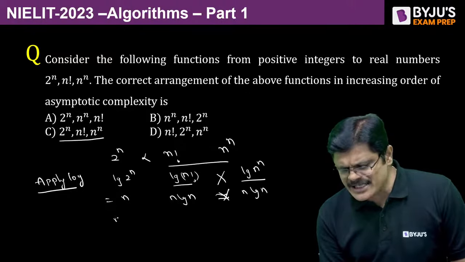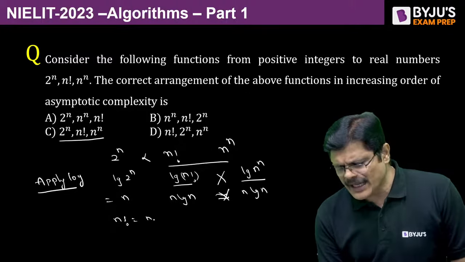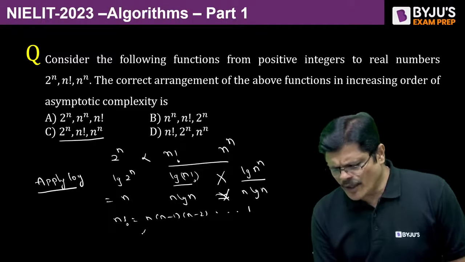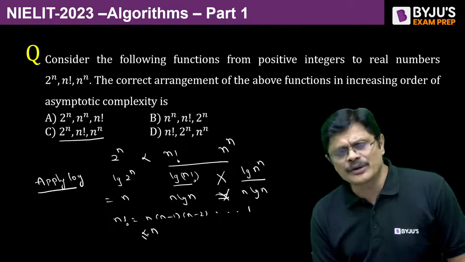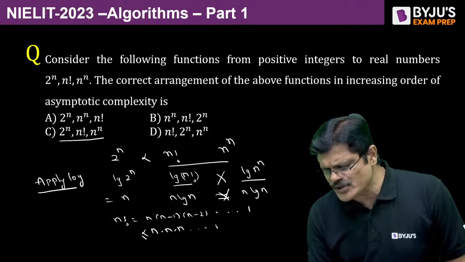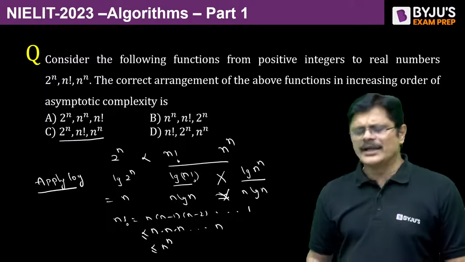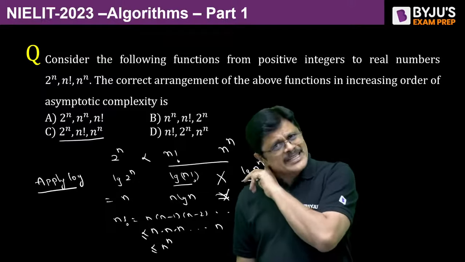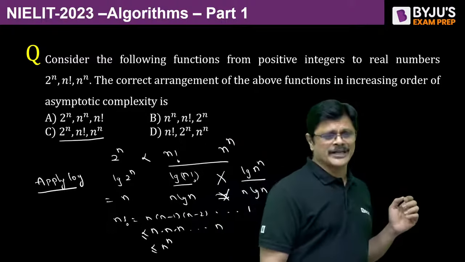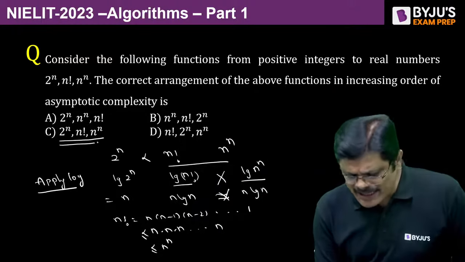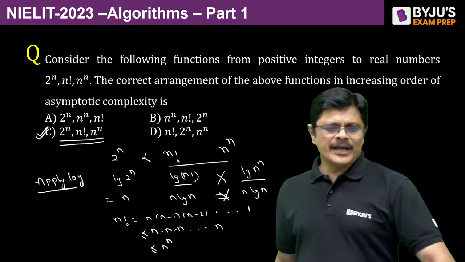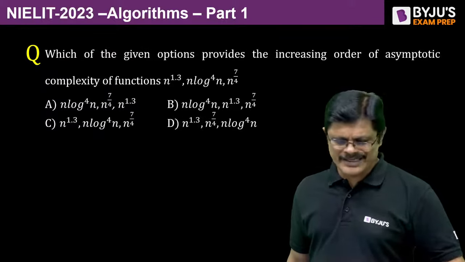But here you can easily understand n factorial means n into n minus 1 into n minus 2 and so on up to 1. Obviously, n is less than or equal to n, n minus 1 is less than n, n minus 2 is less than n, and so on. 1 is also less than n. So obviously, you can prove that it is less than or equal to n power n. So by this method, you can easily verify that n factorial is smaller than n power n. So obviously, the correct answer for this is C, my dear friends. Okay, I think you understood the result.